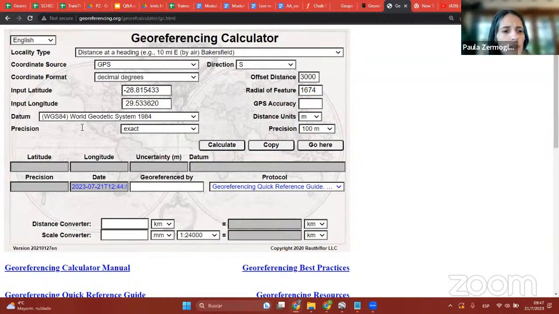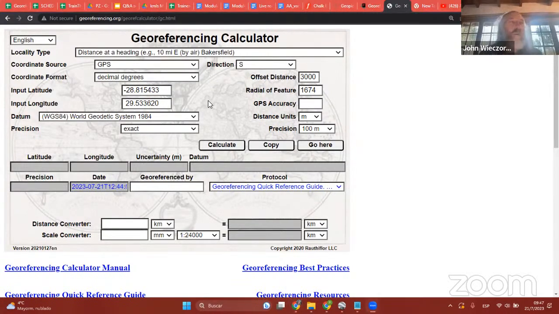John? Yes, there are two magical numbers to remember. If accuracy is not given at the time the GPS recording was taken, and the recording was taken more recently than May 1st, 2000, then a good default number to use for GPS accuracy is 30 meters. And if it's before May 1st, 2000, that number has to be at least 100 meters.